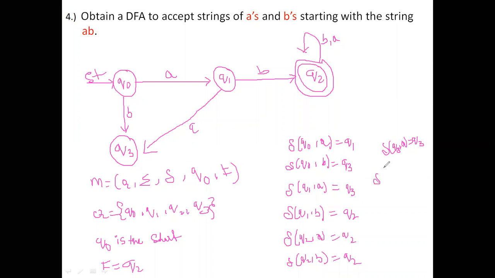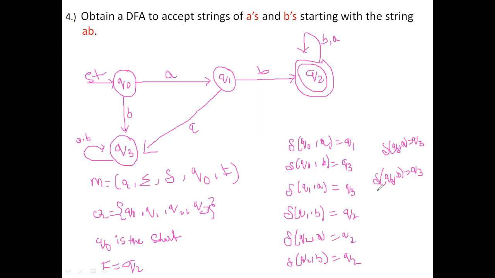Then delta of Q3 comma, wait a second. I forgot to mention one transition available over here. I forgot to mention the transition for A and B for state Q3 exactly. So sorry, you need to mention the self loop. Over here, A comma B means if any string starting with B, followed by any number of A's and followed by any number of B's, then it will remain in Q3 itself. Sorry students, I forgot to mention this. Then delta of Q3 comma B will be equal to Q3 exactly.